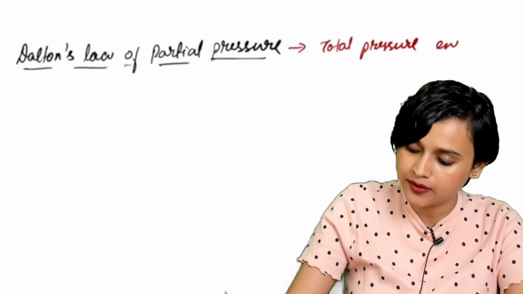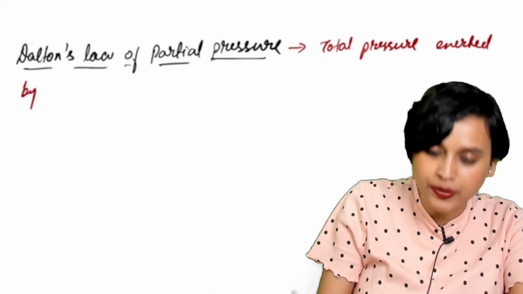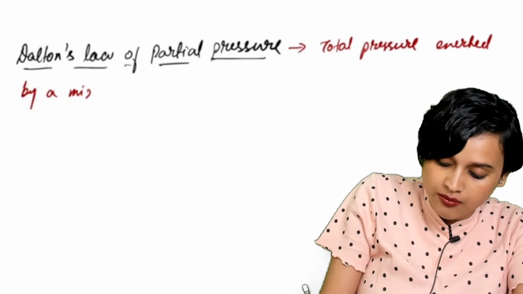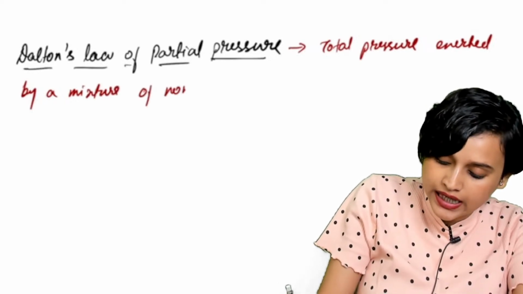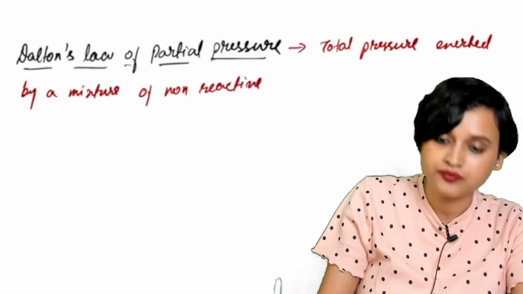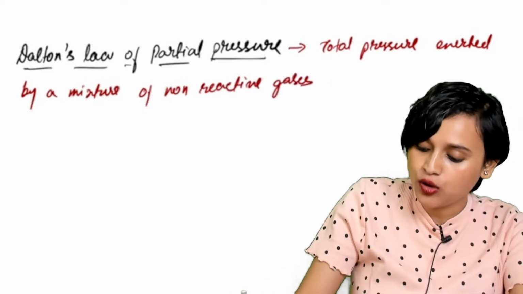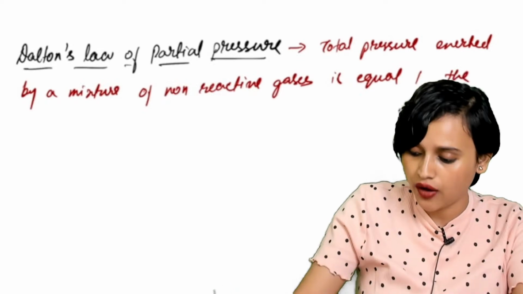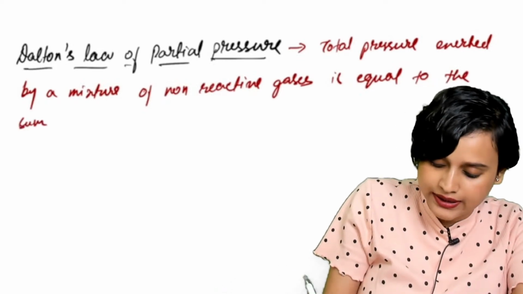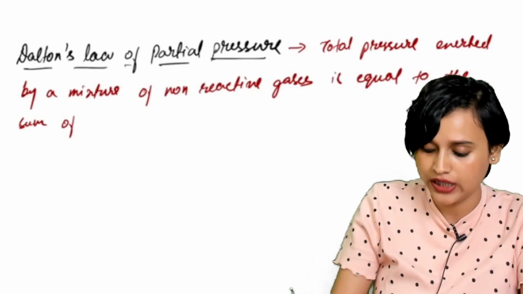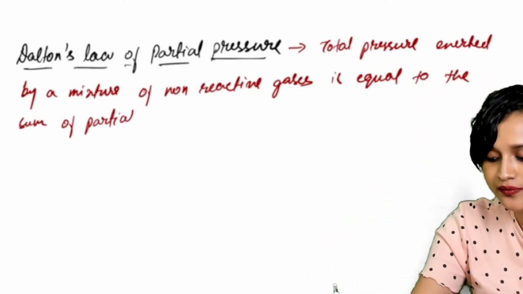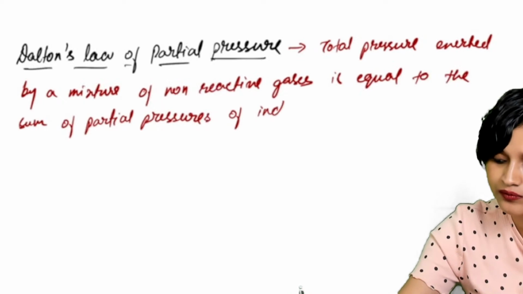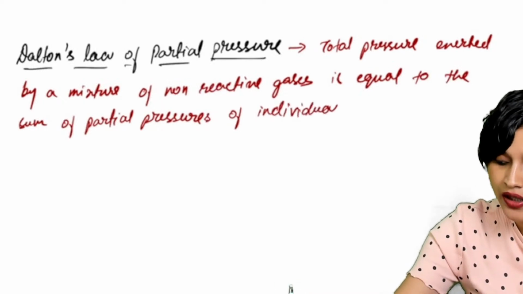Total pressure exerted by a mixture of non-reactive gases is equal to the sum of partial pressures of individual gases.